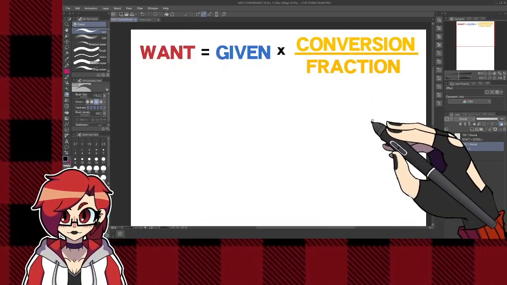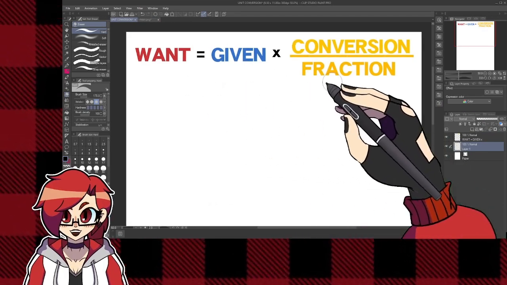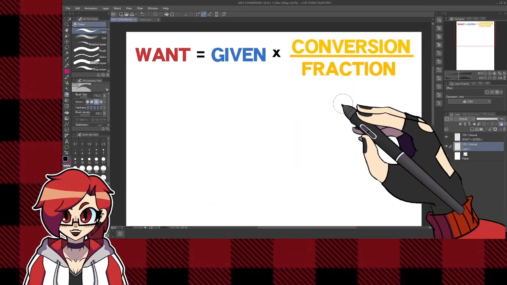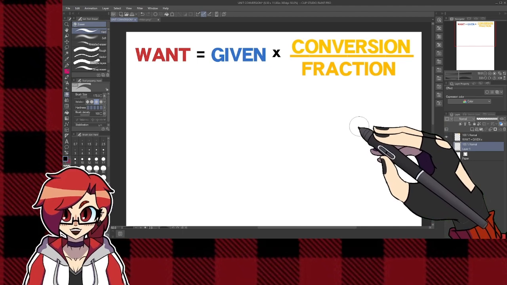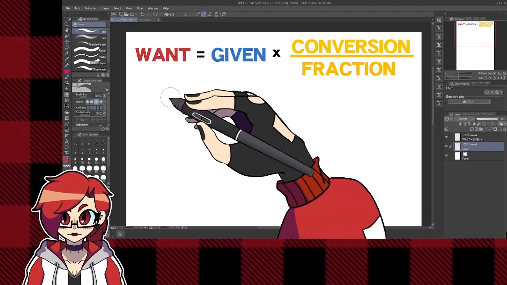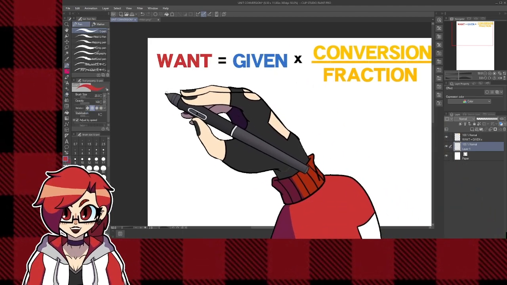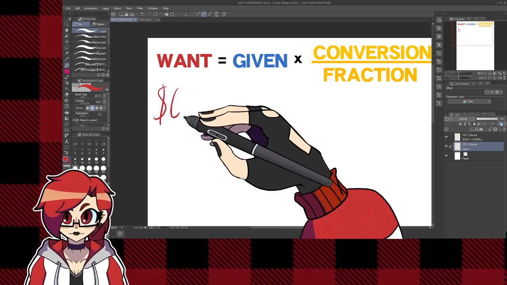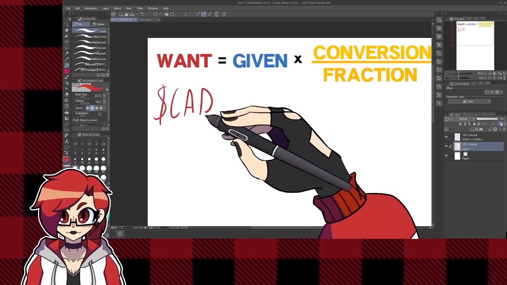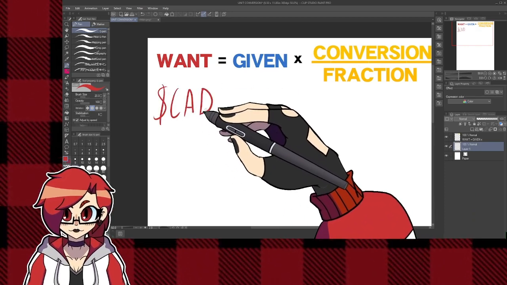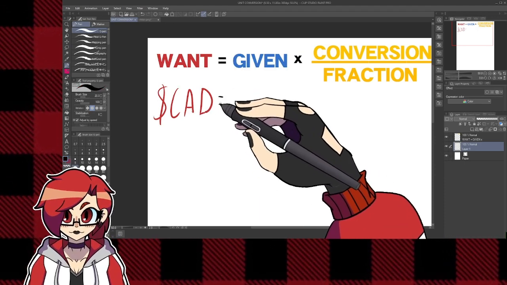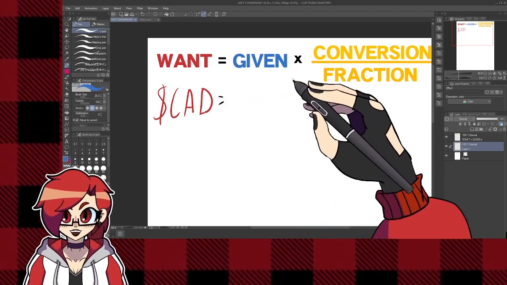Anyway, now we go on to our funky little friend, the unit conversion formula, and our want is dollars CAD, and our given would actually be the price of the art.